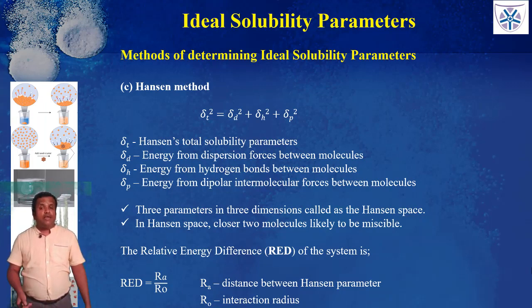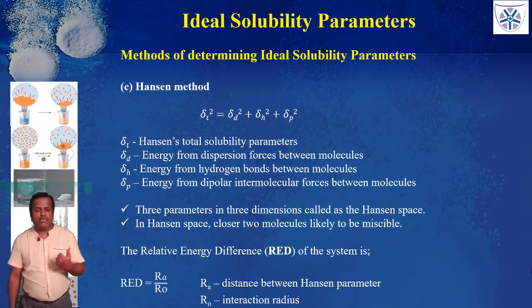What is RA? It is the distance between Hansen parameters, in three dimensions. Then RO, what is this? It is the interaction radius. That means for one particular atom, the radius, and the distance between the two radii is called RO.